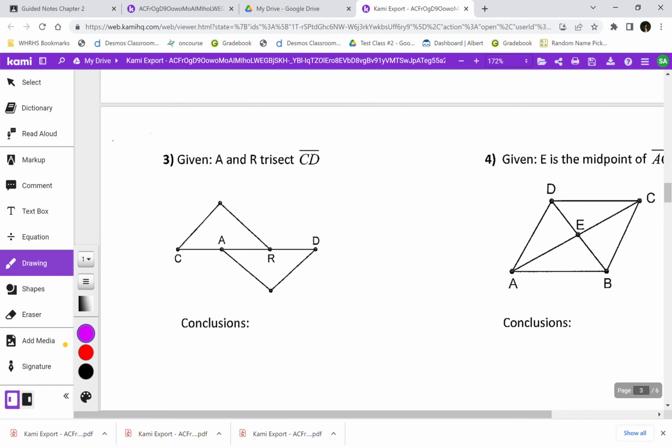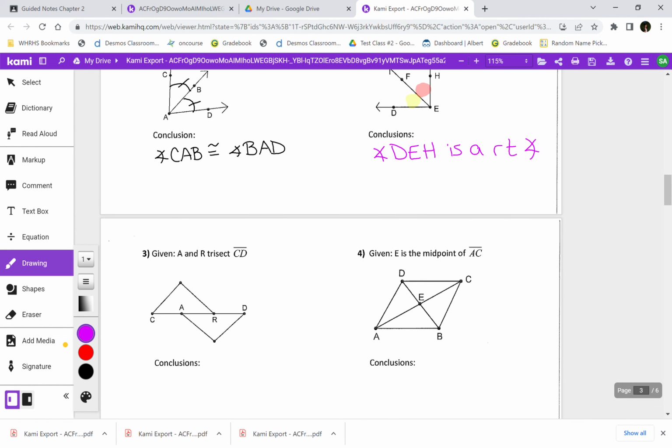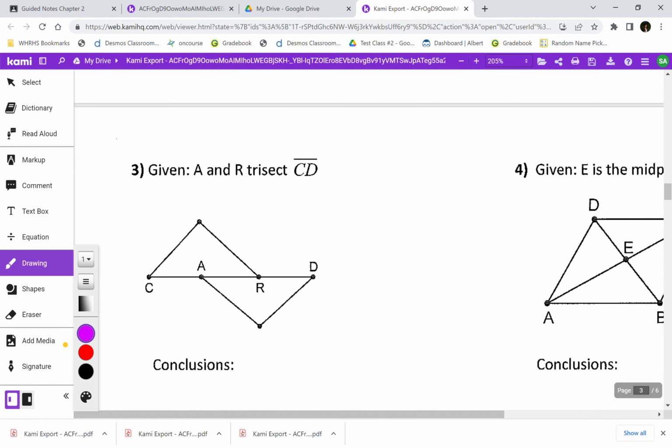All right, number 3. Was anybody still copying number 2? All right, number 3. It says point A and point R trisect, not bisect, trisect segment CD. Right, so we just spent probably 100 million minutes talking about bisect. All right, prefix bi means two. When you bisect an angle, you get two angles. When you bisect a segment, you get two segments. What do you think is happening when you trisect a segment?